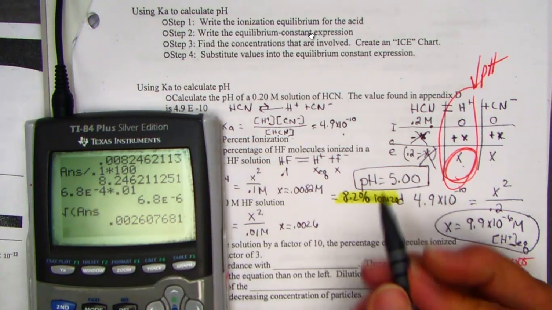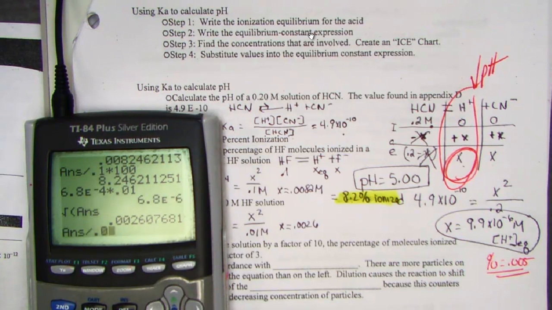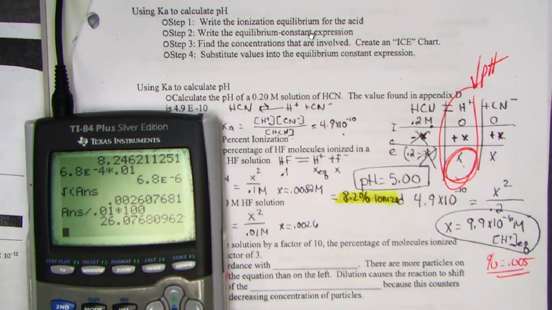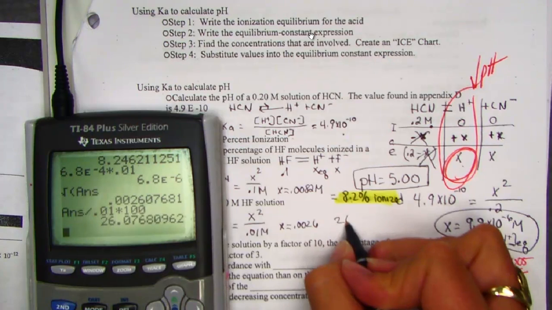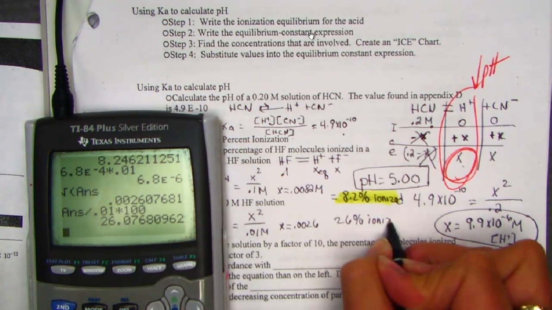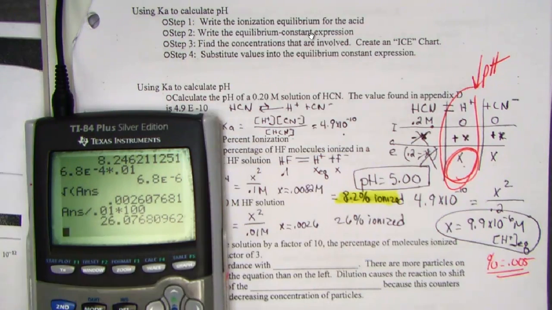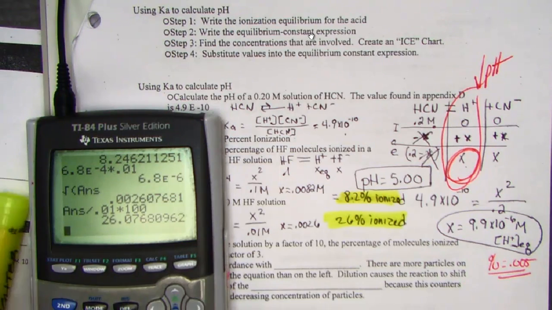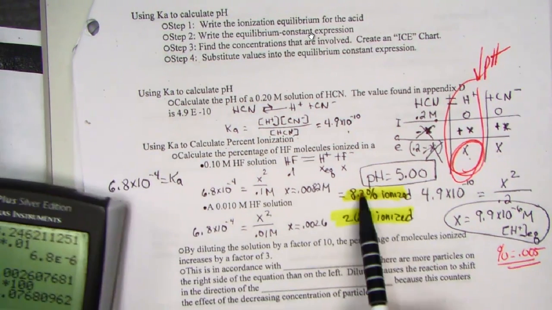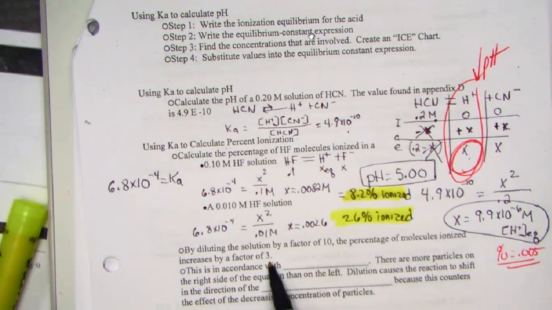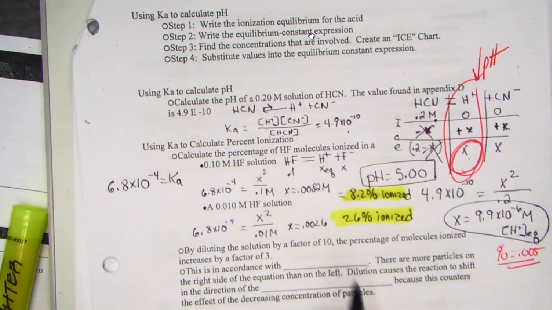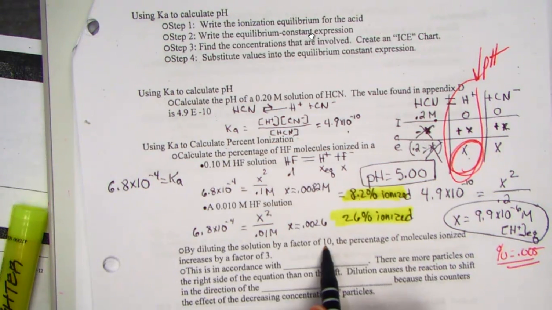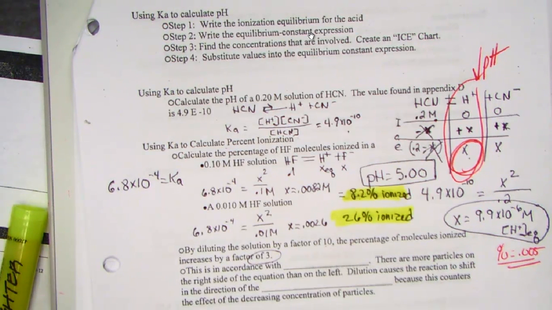Compare that to our original concentration of 0.01 expressed as a percent. Holy mackerel. Now I'm at 26% ionized. By diluting it with water, I'm significantly causing it to ionize even more. 8 goes into 26 roughly 3 times, and 8 times 3 is 24, but that gives you a rough idea. By diluting it with a factor of 10, we've increased the molecules being ionized significantly.